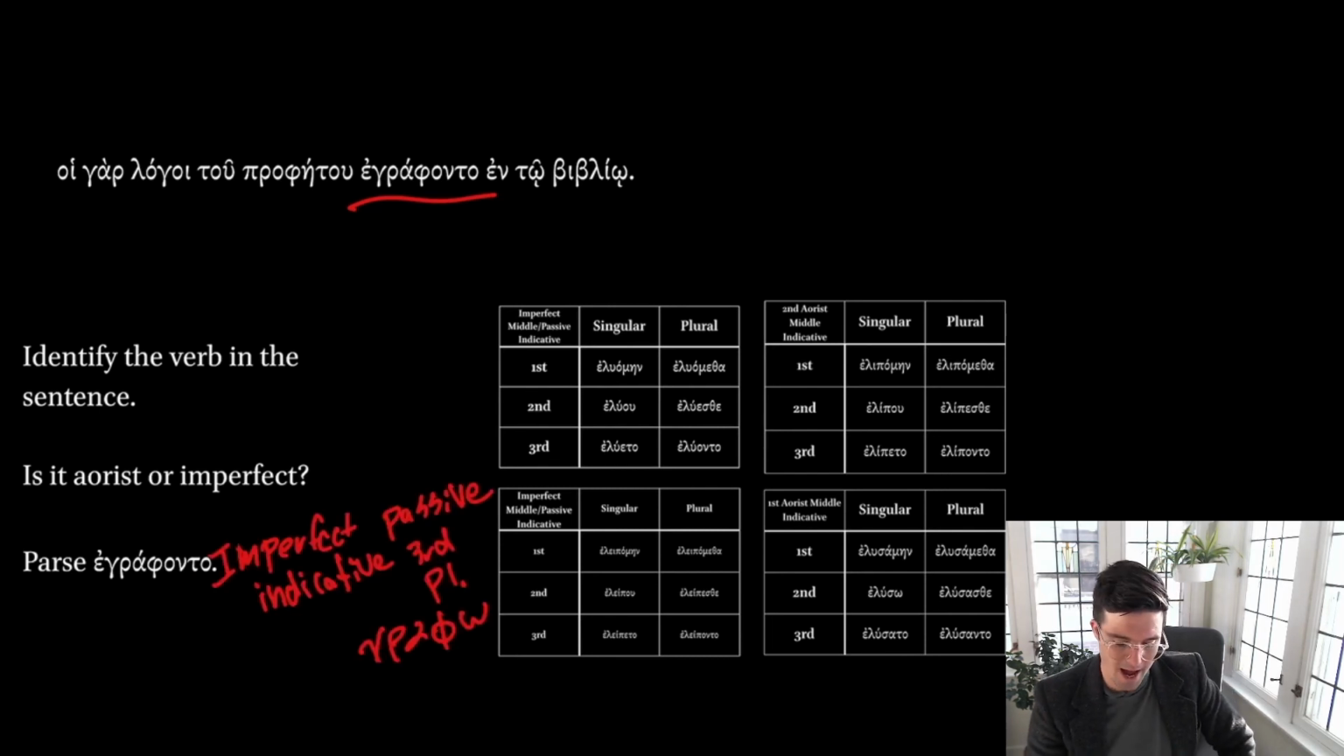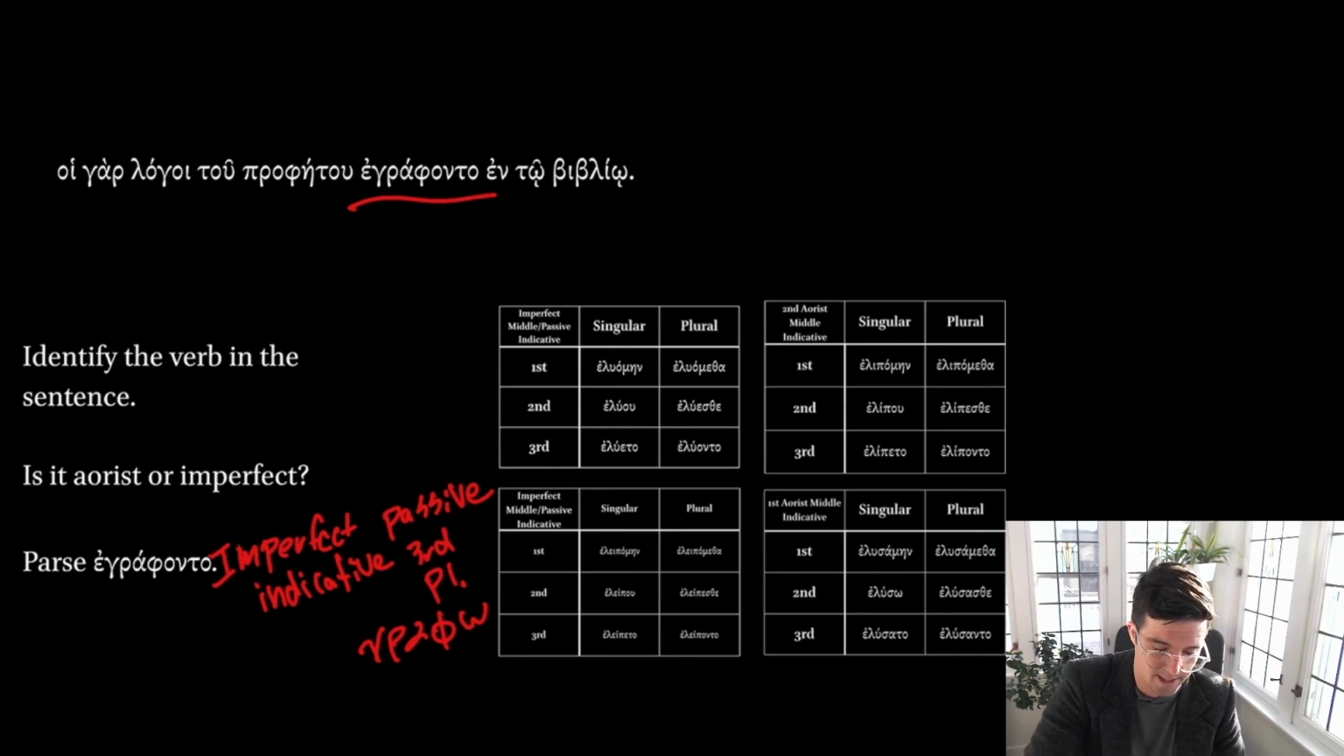So here's what we have. We have an imperfect passive indicative third person plural from grapho. So if we look over here, it's going to be right here on our paradigm. So grapho has not changed its form at all in this form. So that tells us we have imperfect, and we have imperfect middle or passive. And so we're going to have to determine from the sentence itself whether it's middle or passive. So I've made the determination that it's passive because of the context of the sentence.